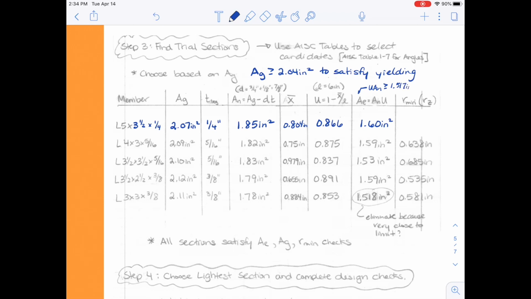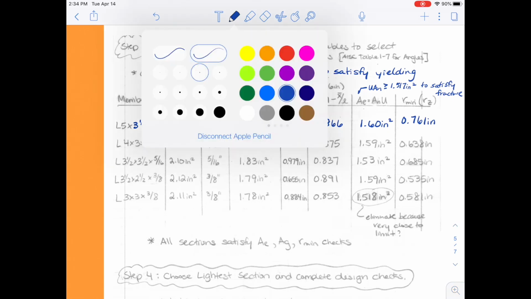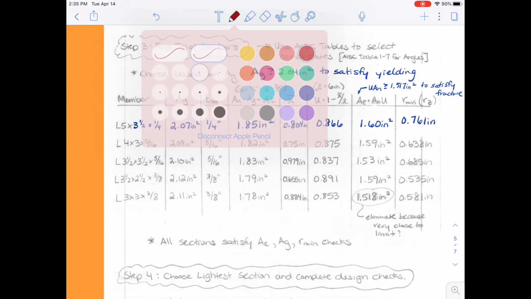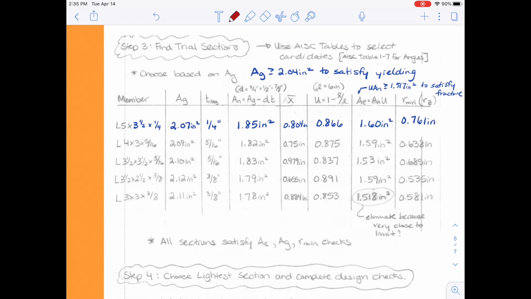Looking back at the previous page, I see that value, U times AN, had to be greater than 1.517 inches squared to satisfy fracture. So I can see that this member I just picked, 1.60 inches squared, is greater than 1.517, so it'll work. Finally, I can get the minimum radius of gyration. That's going to be 0.761 inches. And so I see that that's greater than 0.4 inches, which was the requirement from the slenderness ratio.